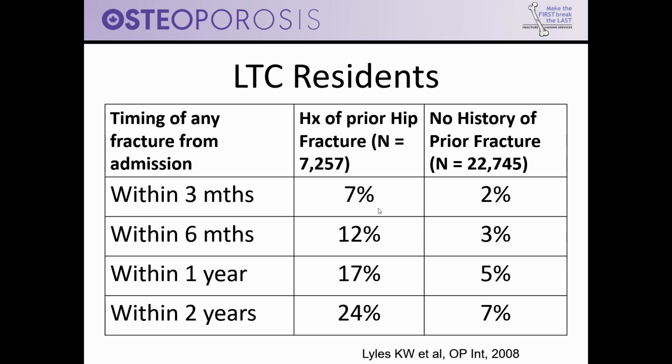So within 3 months of admission to the nursing home, 7% had already gone on to break. By 2 years, a quarter of them had gone on to break. And you can see that the risk is much higher than the other arm. So obviously, that is a huge predictor of future fractures, even in long-term care where patients have much greater supervision.